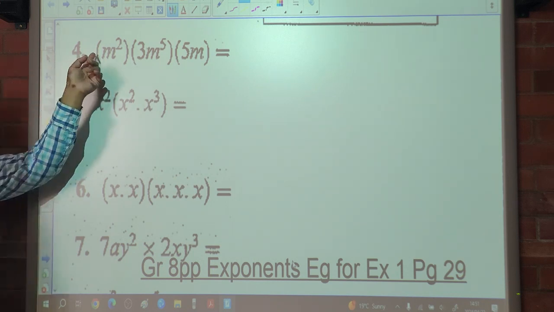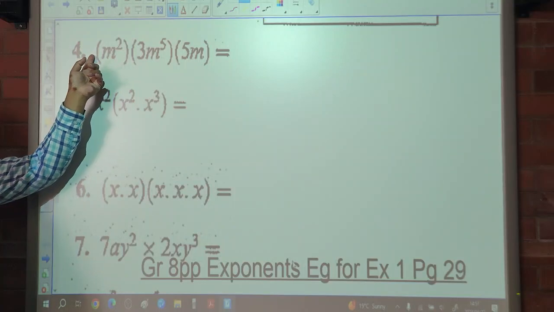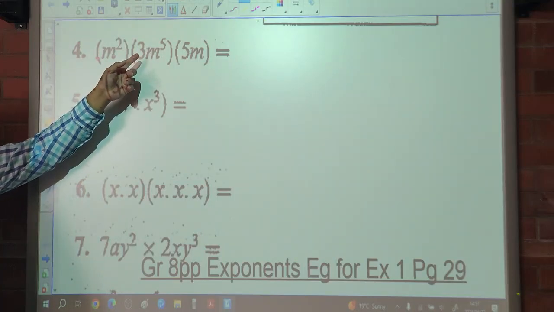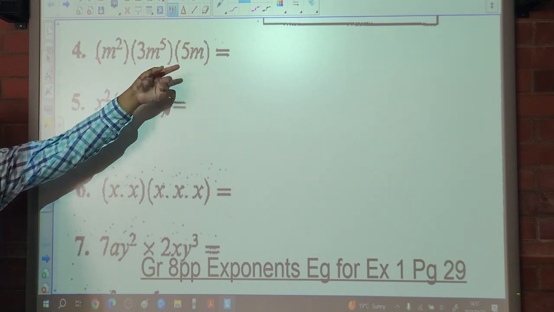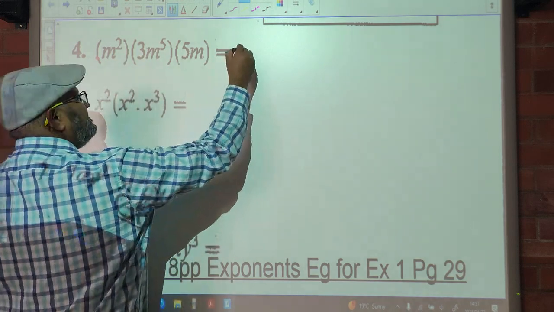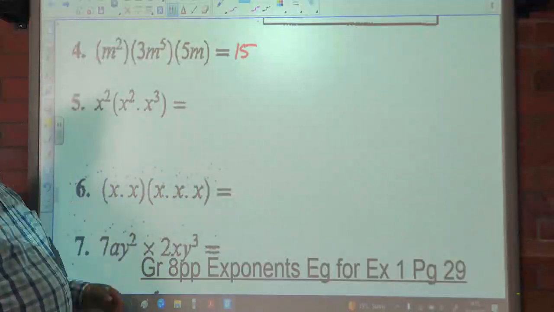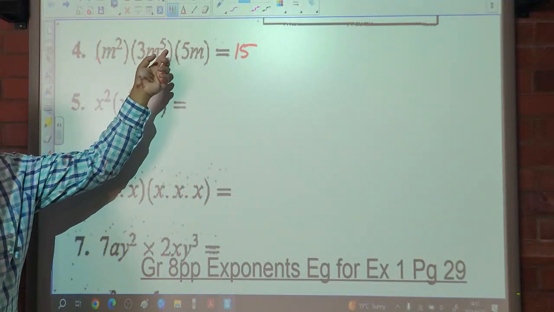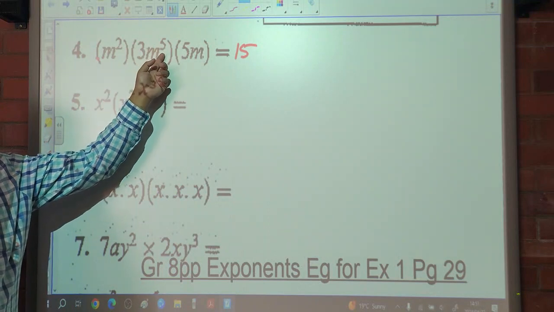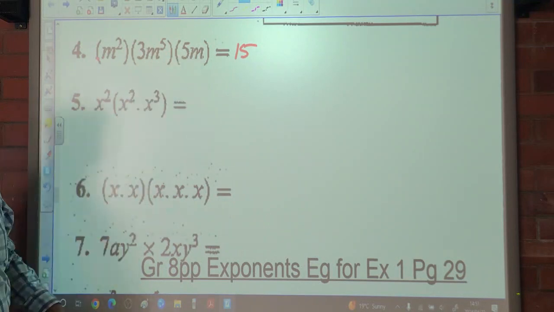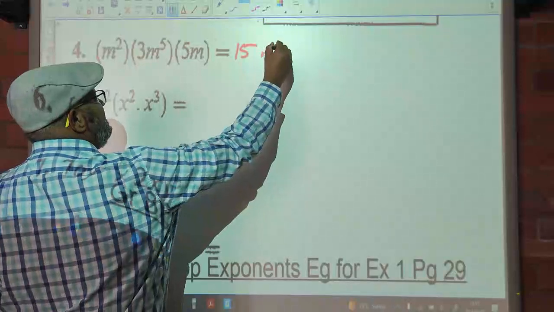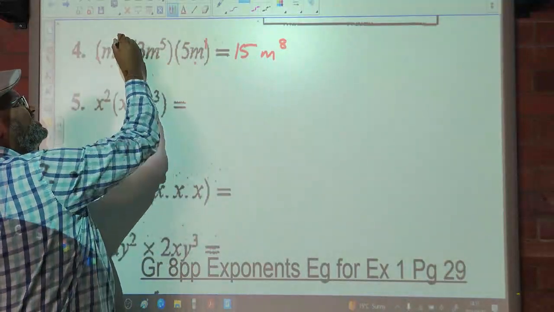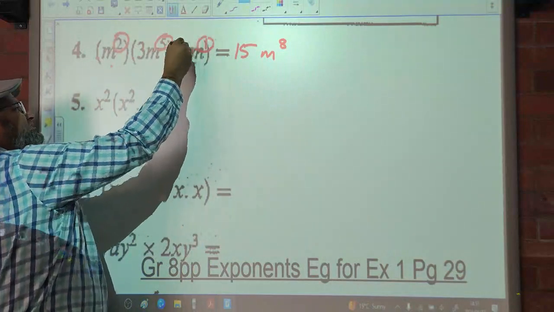If there's no number here, what number is this here? 1. 1 times 3? 3. 3 times 5? 15. M squared times M5? M7. And M7 times M? M8. Remember there's a 1. When we multiply and the bases are the same, we add the exponents.